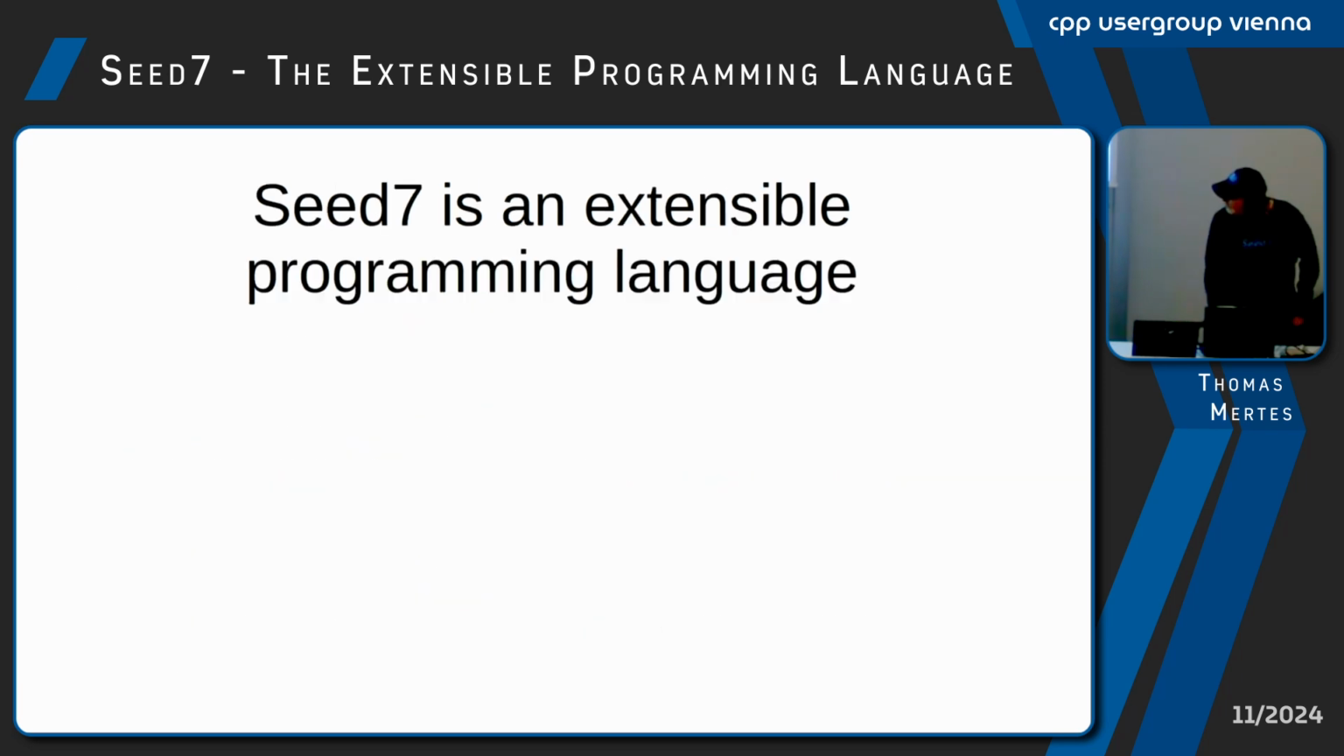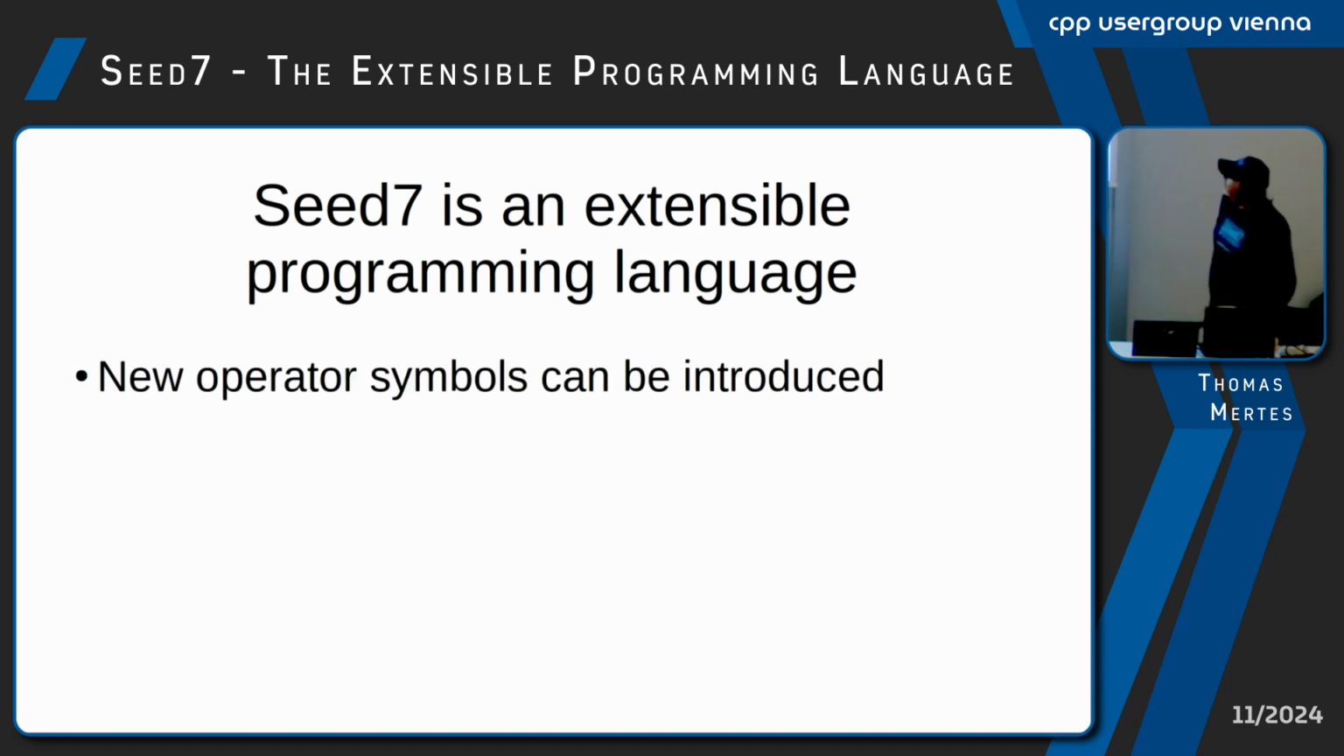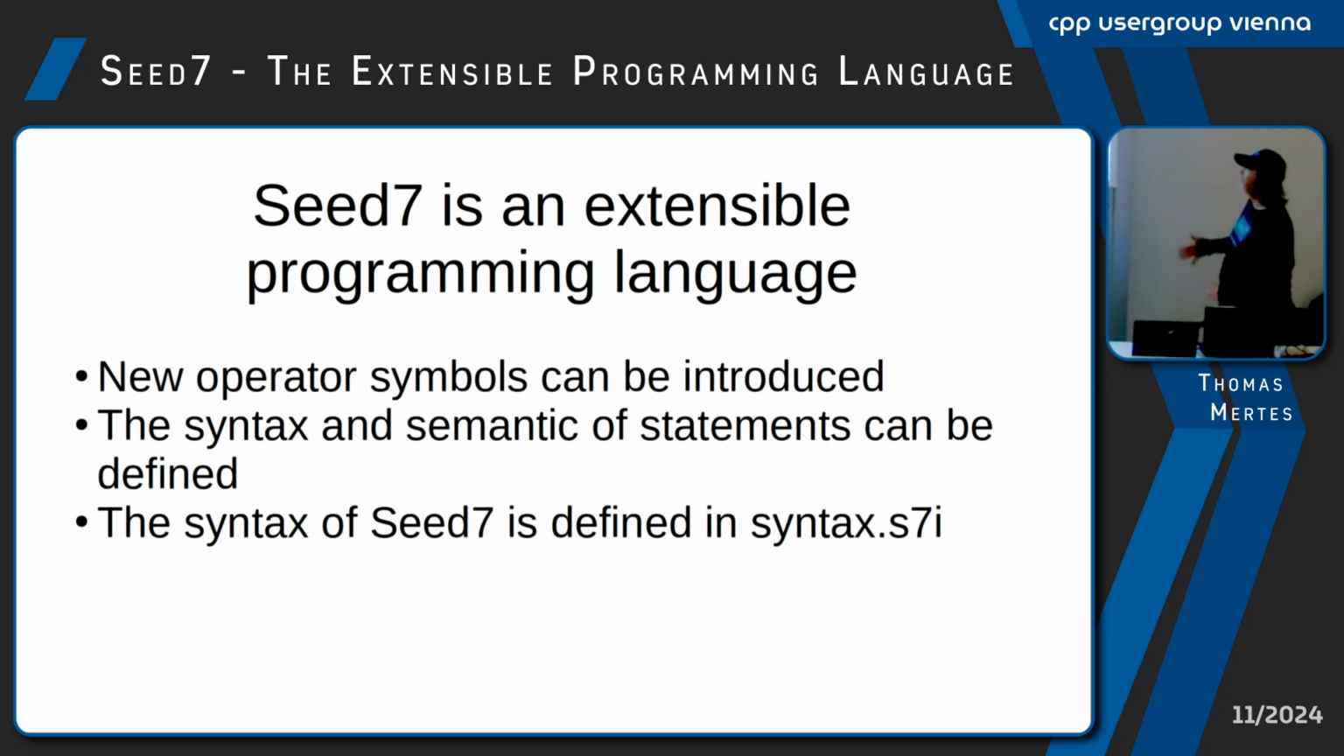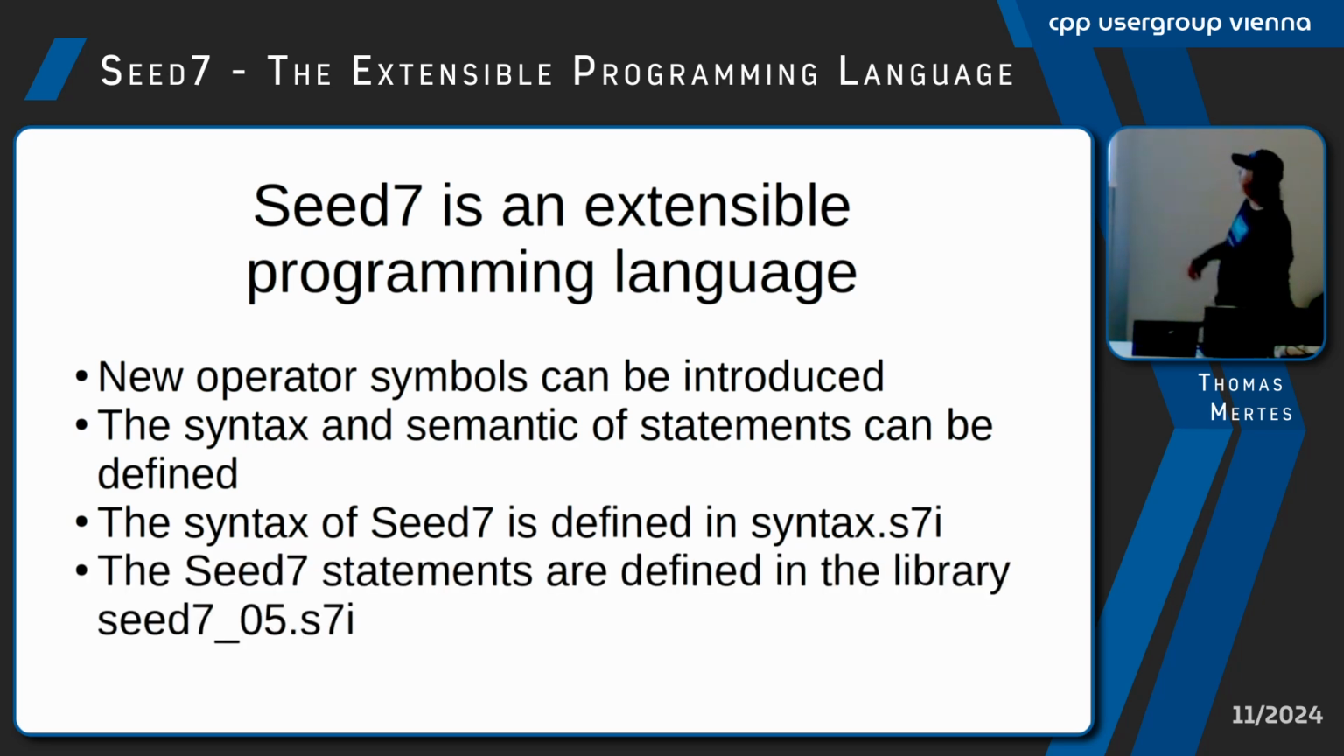Okay, we already had this. Well, as I showed at the beginning, Seed7 is an extensible programming language, and this means new operator symbols can be introduced. It means the syntax and semantic of statements can be defined, and the syntax of Seed7 is defined in a file named syntax, and the statements of Seed7 are defined in the library named seed7_05.s7i.